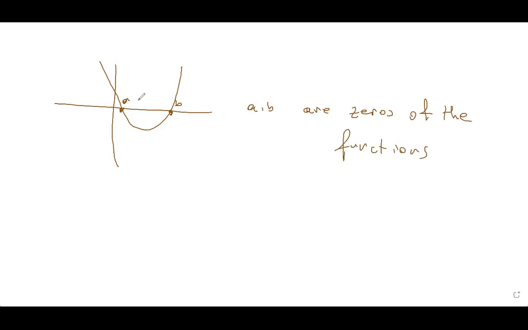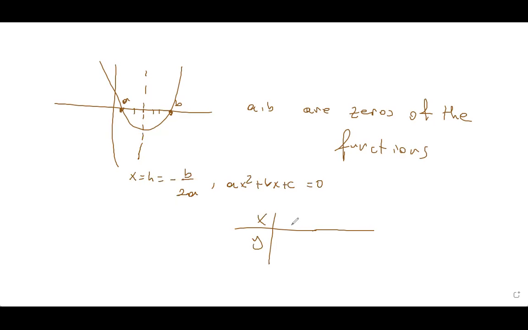How can I find this numerically? We first find the vertex, where x is h, which is negative b over 2a, for the function ax squared plus bx plus c equals 0. And we choose some x values near our value on the left and on the right. And we make an x-y table, and we put the numbers here. For example, let's say negative 2, negative 1, and 1 and 2.